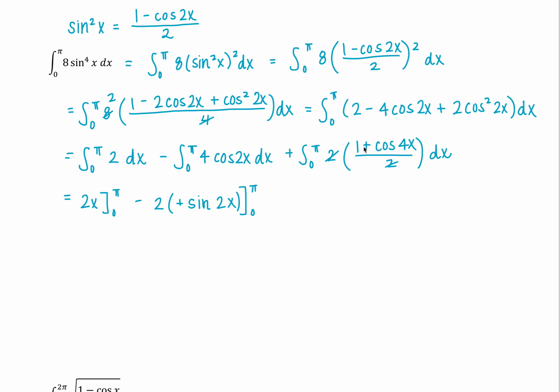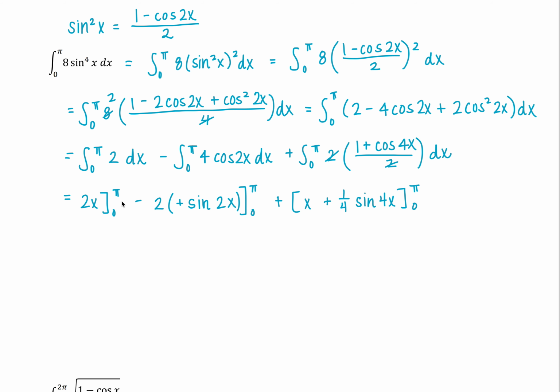Then down here at the end, we've got 1 plus cosine 4x. That 1 just turns into an x. The cosine 4x, again, we would need a 4 for the derivative of the 4x. Since I don't have that, I can bring it in by introducing a 1/4 in front. So I'm going to have plus 1/4 sine of 4x. And again, we're evaluating from 0 to pi.